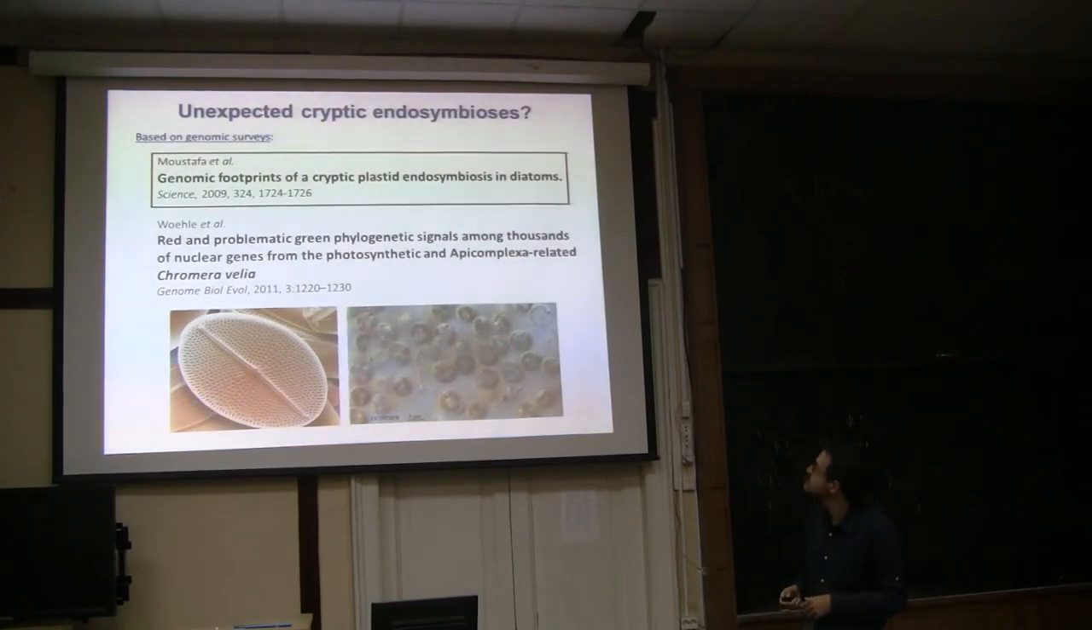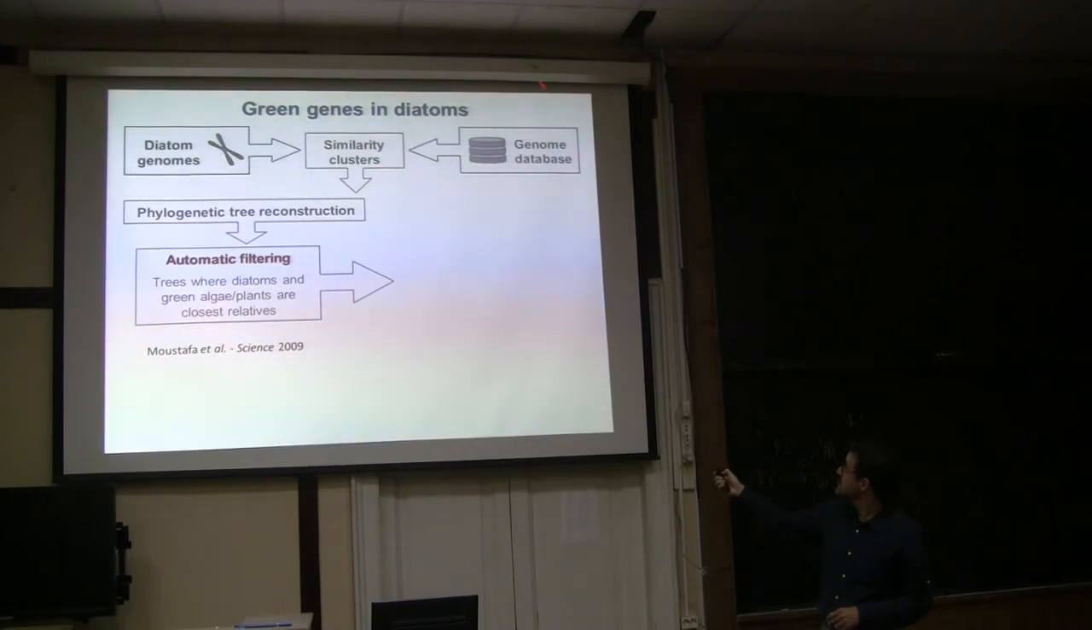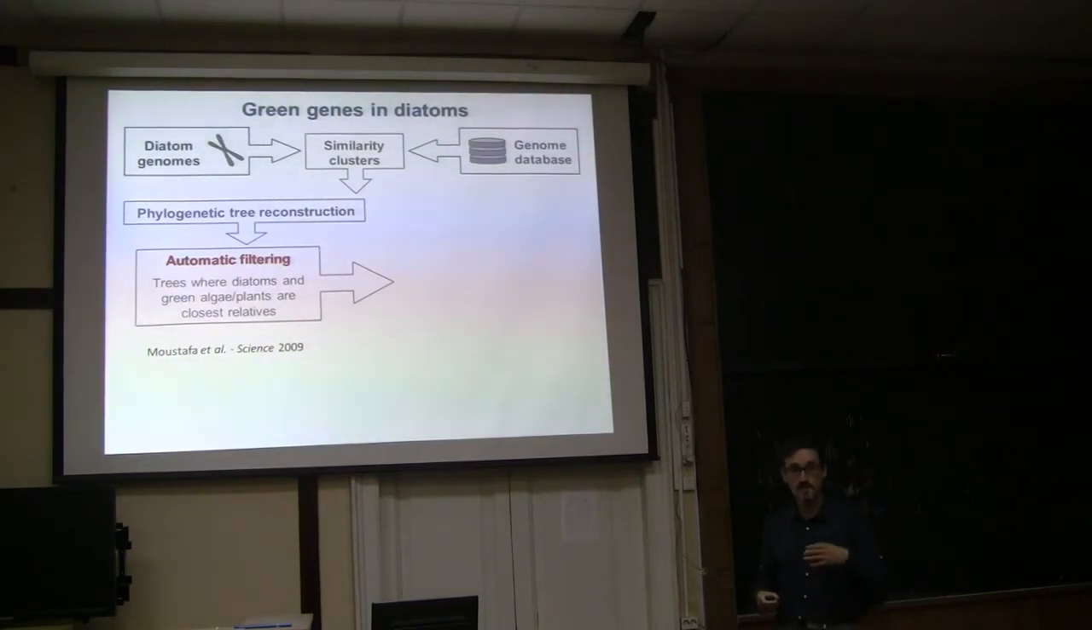I will discuss with you in particular this case, which concerns the possible presence of a green cryptic plastid in diatoms, which was published by Mustafa and co-workers in Science a few years ago. This study was based on the analysis of a couple of diatom genomes from two different diatom species. What the authors did was to take all the proteins encoded by these genomes and to look for homologous sequences in sequence databases to reconstruct data sets for each protein, to carry out phylogenetic tree reconstruction, and then to apply an automatic method to filter the phylogenetic trees to look for the evolutionary origin of each one of these proteins.